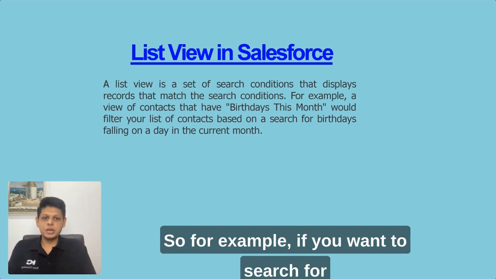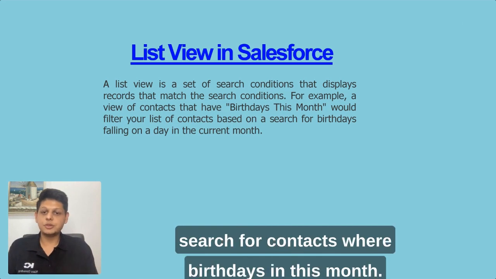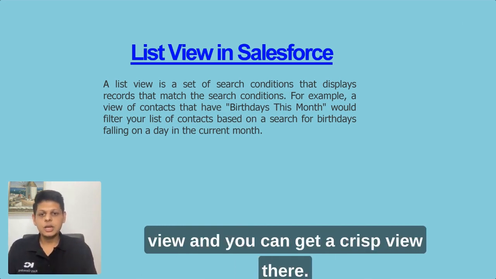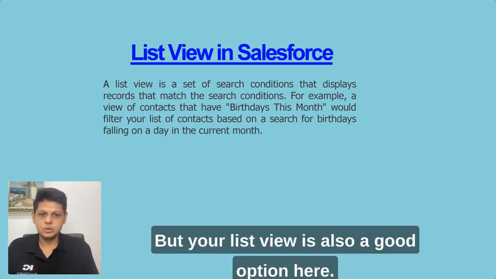So for example, if you want to search for contacts where birthdays are in this month, then you can probably filter that out in a list view and you can get a crisp view there. You can also use reports for that, but yeah, list view is also a good option here.